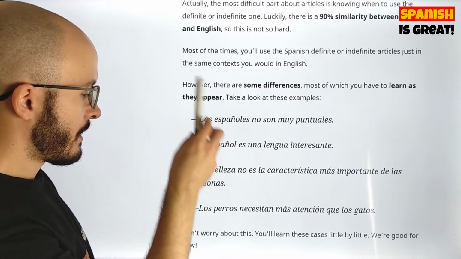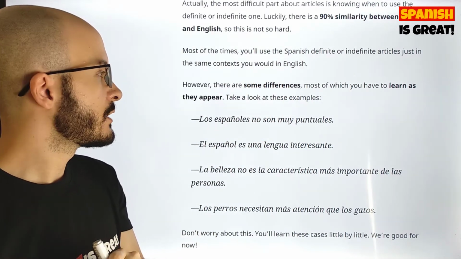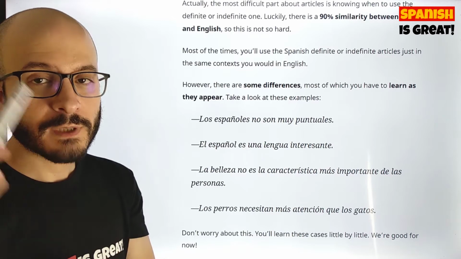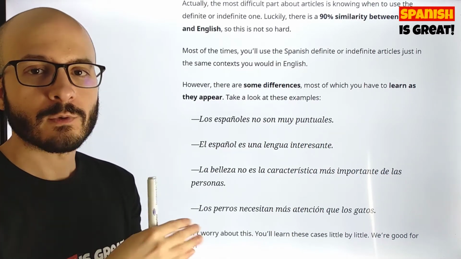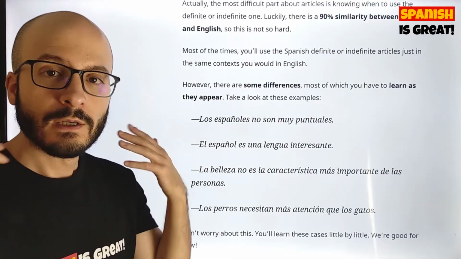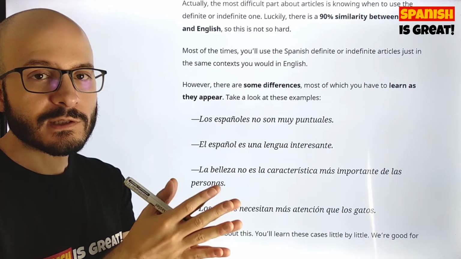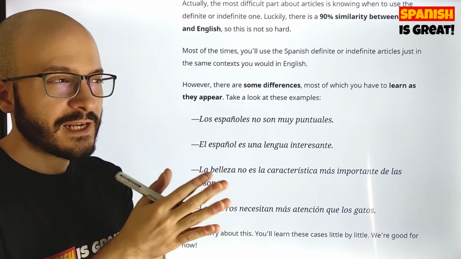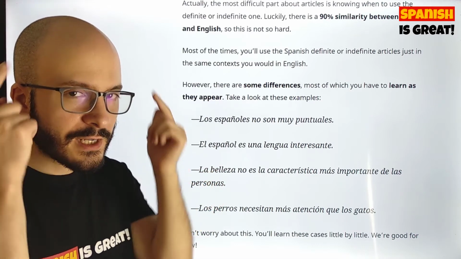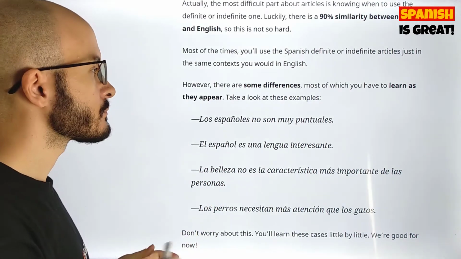However, there are some differences, most of which you have to learn as they appear. So you have to be paying attention. You have to be paying attention whenever you are reading, whenever you are listening, whenever you are practicing your Spanish. If you see that a native uses articles in a different way than you would expect in English, then pay attention and try to keep it in your mind, okay?